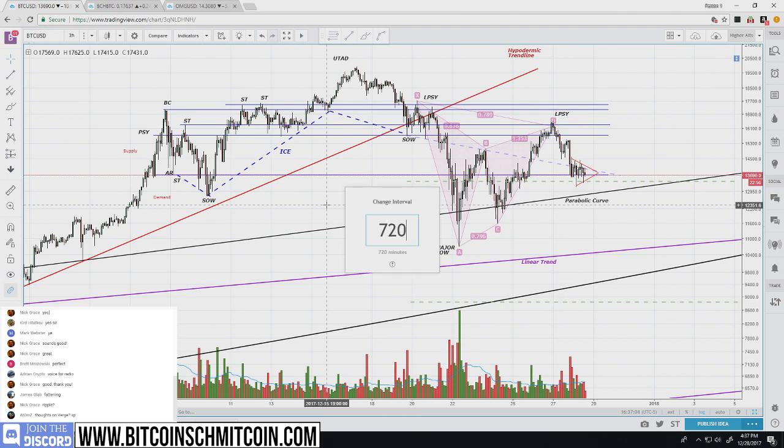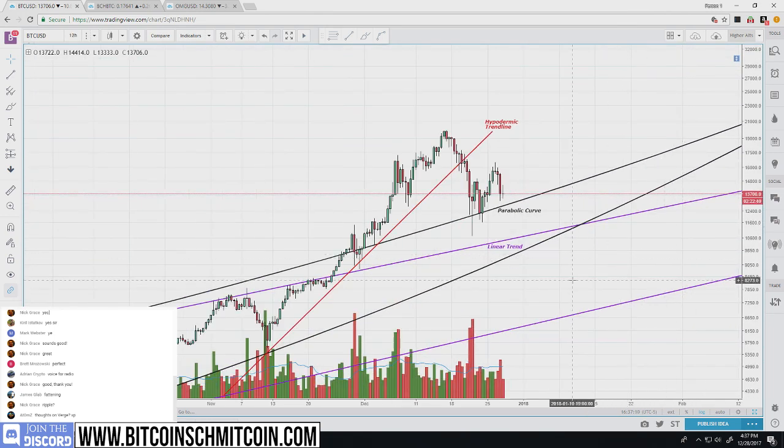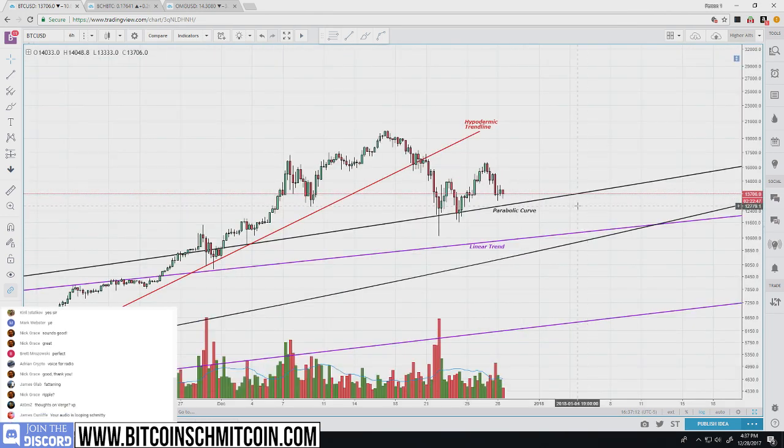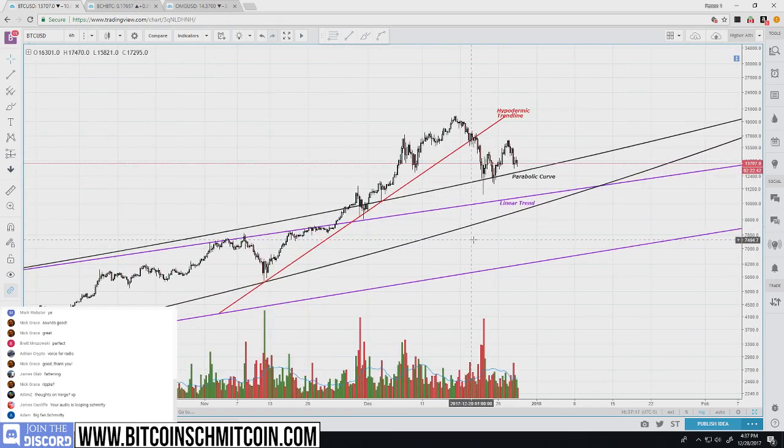Okay. So let's look at the 6-hour chart here for Bitcoin, because there's a pretty textbook pattern here. It's called a head and shoulders.